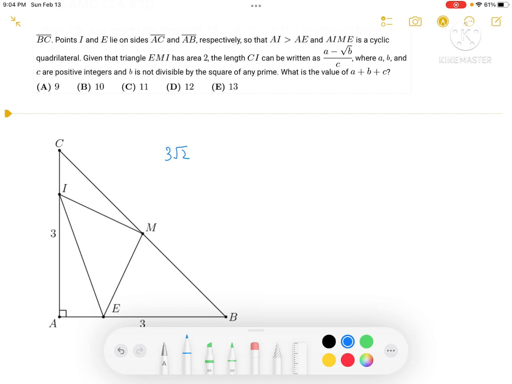Let M be the midpoint of the hypotenuse BC. So CM and MB are both half of the hypotenuse, so they're equal to 3 root 2 divided by 2, or just 3 over root 2.